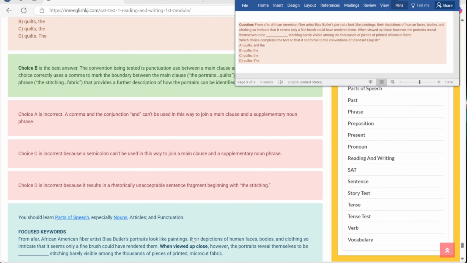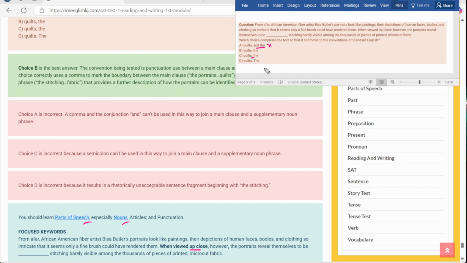Now, in the question, if you notice, "when viewed up close," because it is talking overall about a painting, it looks like it was painted. But when you look closely, you realize it was quilted. Okay? Fabrics were used, stitching was there. If you want to learn about parts of speech, nouns and others, you can click the link and learn them. Okay? We need to find which one is the most suitable. If you notice, we don't need to add "and" after this. Unnecessary. So, no. Semicolon, no.